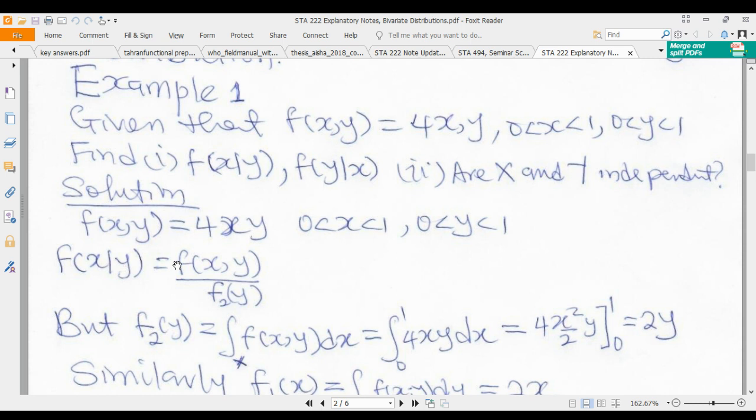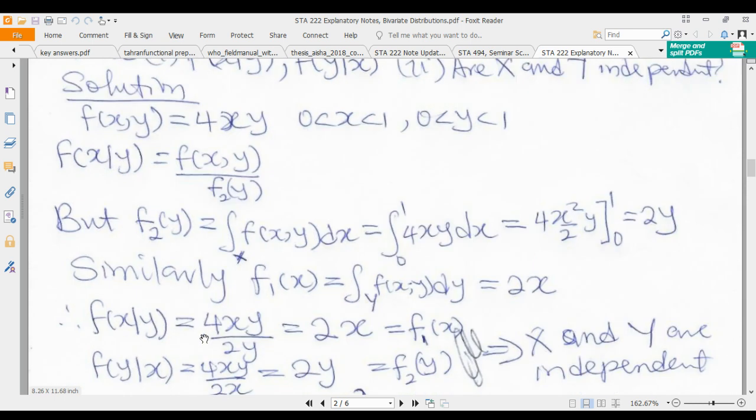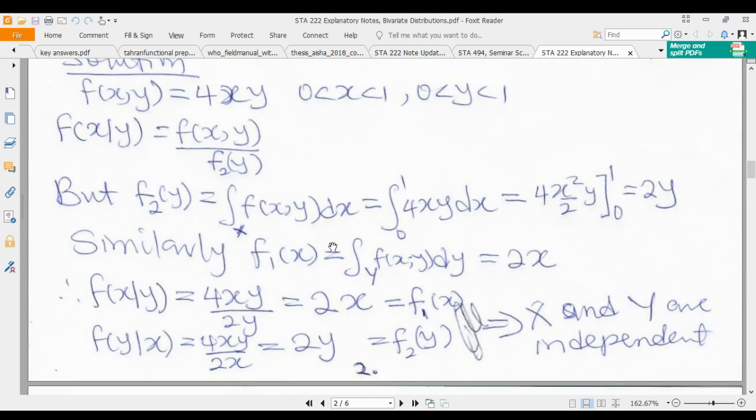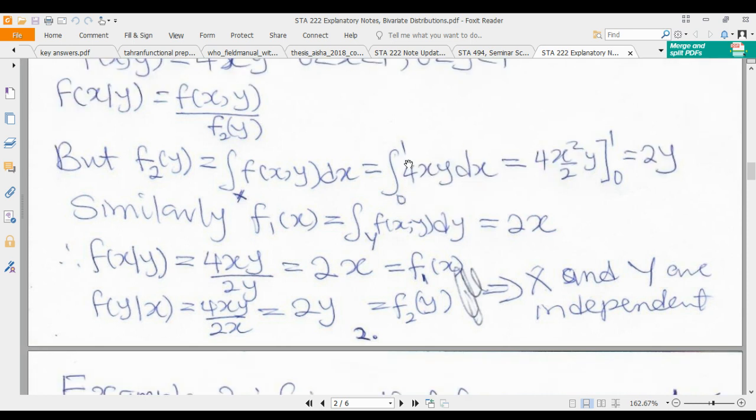F of x given y will now be given as the joint f of x comma y all over the marginal f2 of y. But we can calculate f2 of y as this. Integrate, because it's a continuous PDF. You integrate f of x comma y dx over the range of x. The range of x is between 0 and 1. So that is what we have put here, 0 and 1 for xy dx.